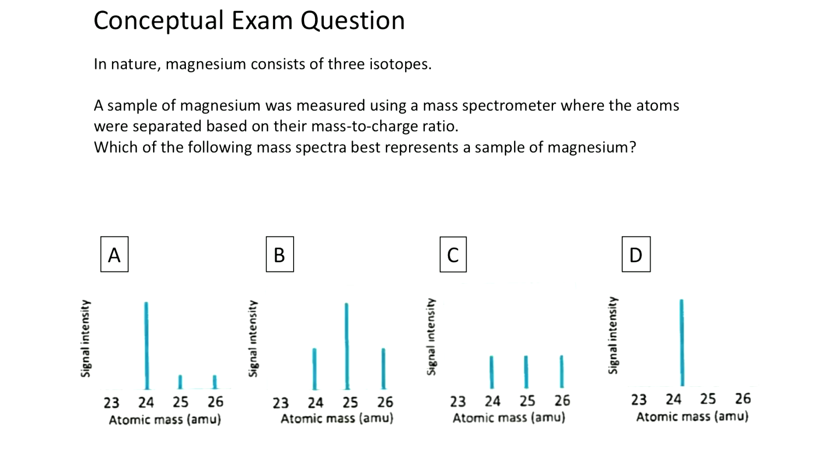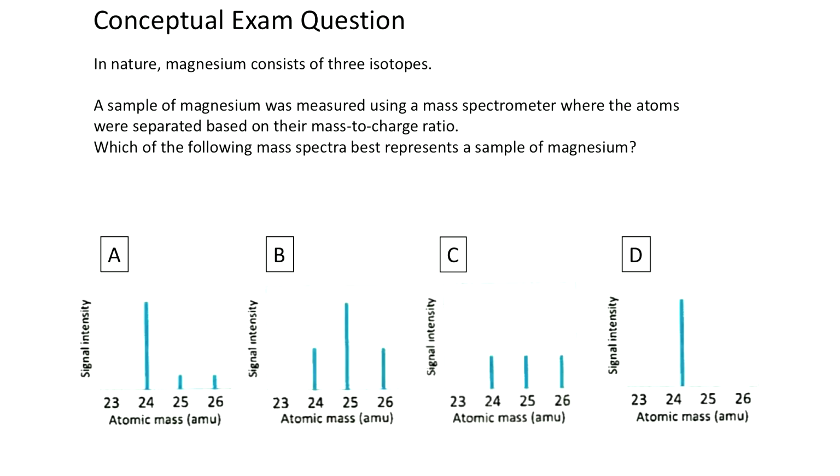All right, here's a conceptual exam question. I literally stole this from a previous exam. In nature, magnesium consists of 3 isotopes. A sample of magnesium was measured using a mass spectrometer. Which of these spectra best represents a sample of magnesium? So remember, the heights of the graph on our mass spectrum are related to the percent abundance of our sample. By looking at the heights of the graph, you can estimate where that weighted average is going to lie, right?